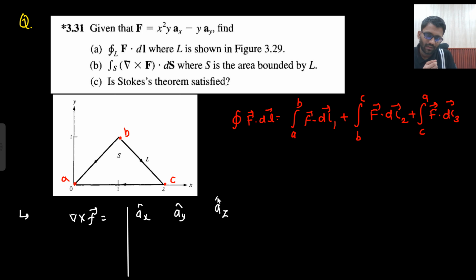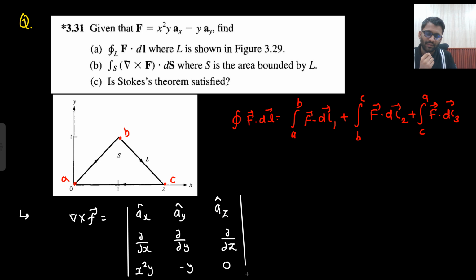Ey cap, Az cap, del by del x, del by del y, and del by del z. X square y minus y 0. Del cross F. Ax will be 0, Ay will be 0, and Az. So Az will give us some answer. What will it give us?